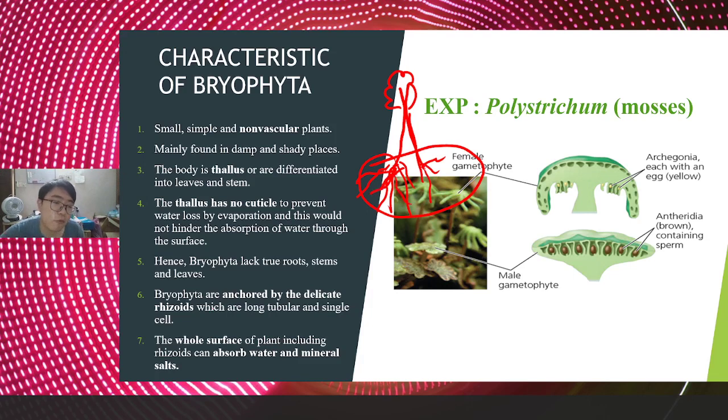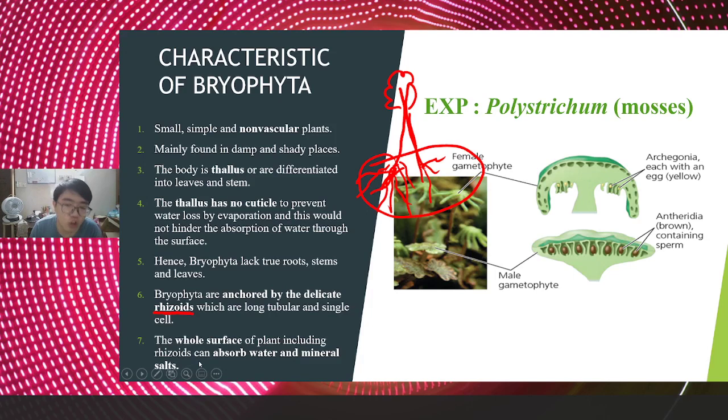So the support for Bryophyta is called rhizoid. Dia macam akar. Dia macam roots, tapi dia bukan roots. Dia sangat kecil-kecil, very weak punya lah dia. It is very long, tubular and a single cell, so it is very simple. Dia bukan roots. You have to mention it is not a root, but it looks like a root. Macam satu support untuk support Bryophyta. The whole surface of the plant, including the rhizoid, can absorb water and mineral salts.